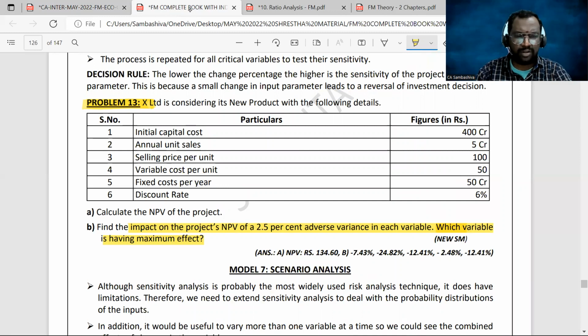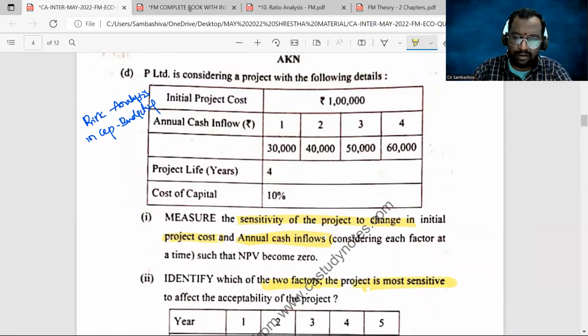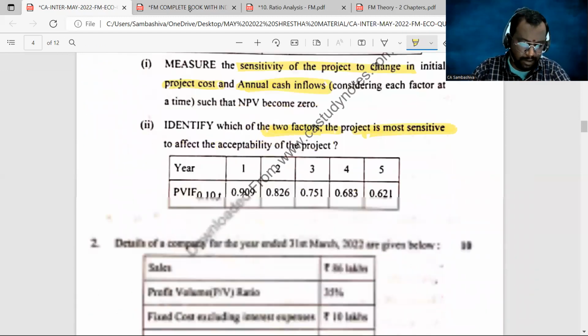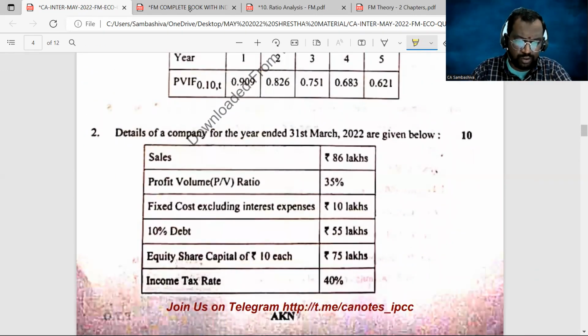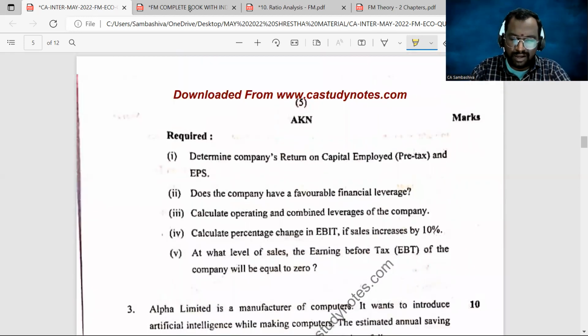Right, the explanation, the logic is the same. So if you have the knowledge of problem number 13, you can do this very easily. Okay, now 1D you can do very easily. Next, coming to problem number 2, details of the company are given.